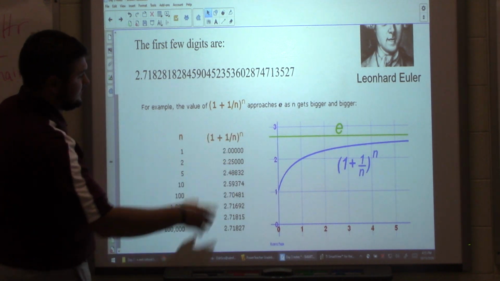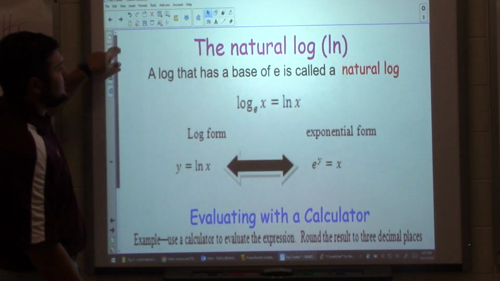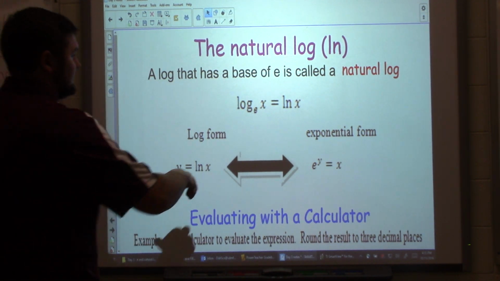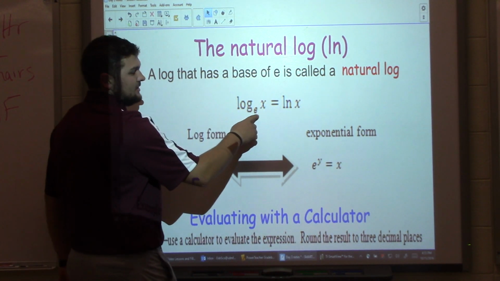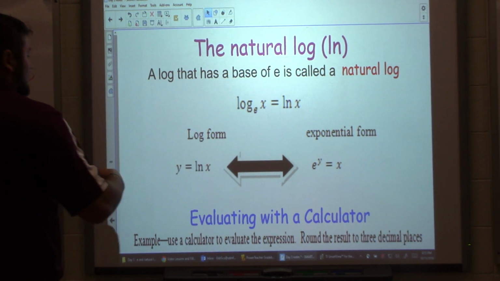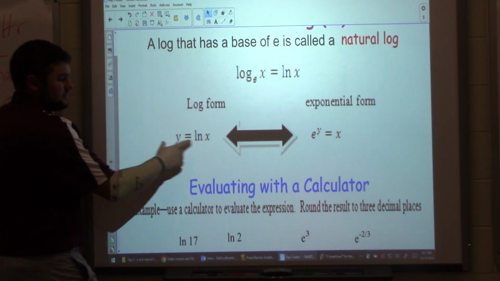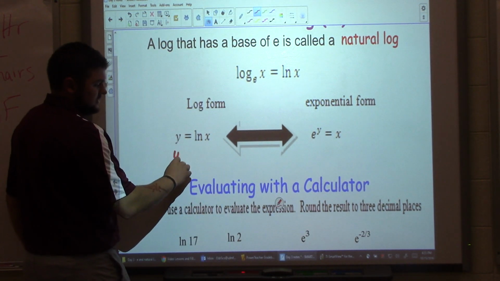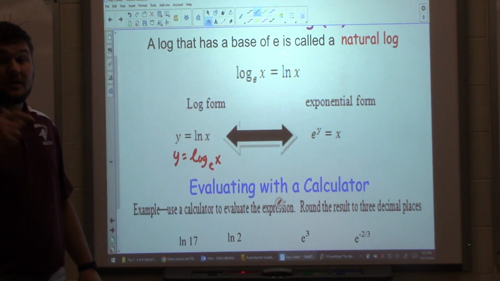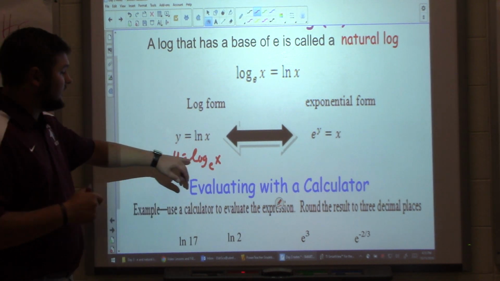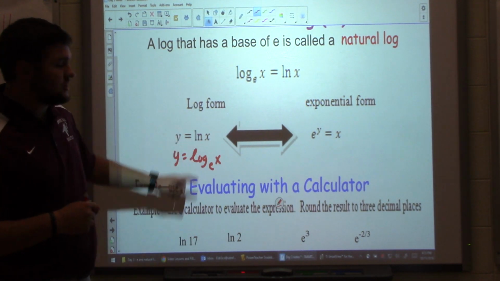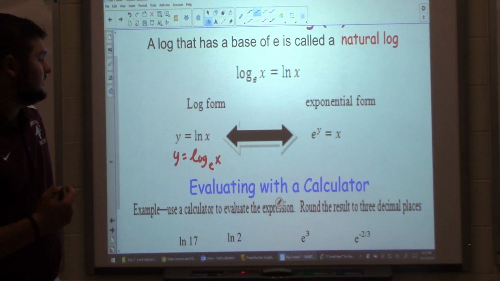If you want to look at its graph, you can. We're not going to worry about it too much, but any log that has a base of e is what we call the natural log. Right? It's written as ln of x. So log base e is the same as ln of x. Now, when we're writing it in log form, it's y equals the natural log of x, or if it's easier to remember it, y equals log base e of x. The really important thing to remember here though, if you write it as log base e on the test, it will get marked wrong. Every log base e should be changed to the natural log, or ln of x.